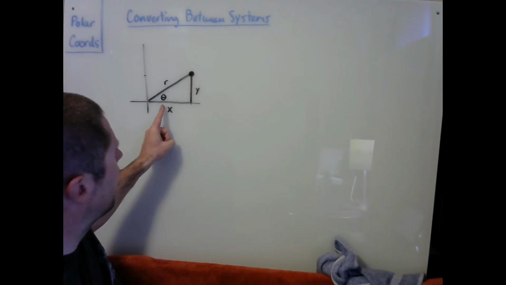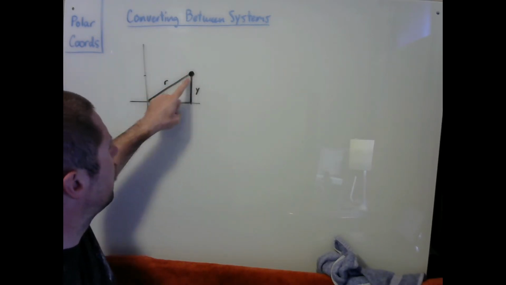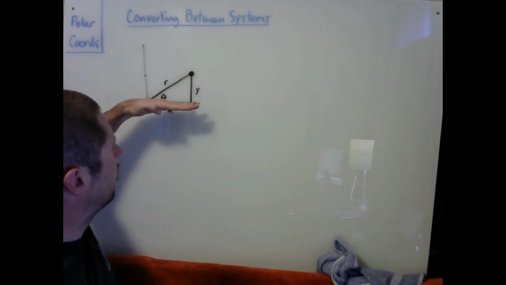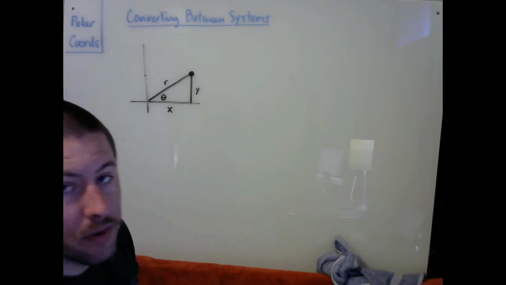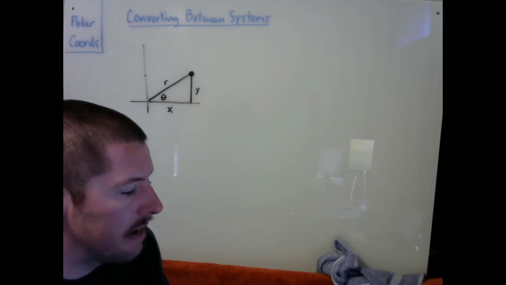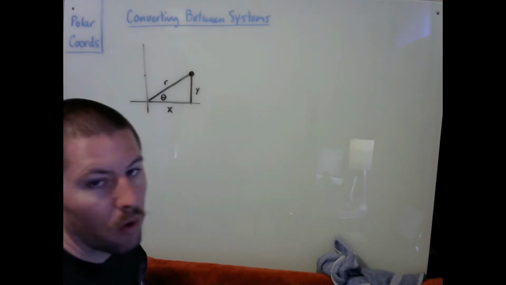The angle theta is the angle that the ray from our point through the origin makes with the positive x-axis. So all I want to do is use this triangle here to help me identify our important equations that we've got listed. So this is really important.